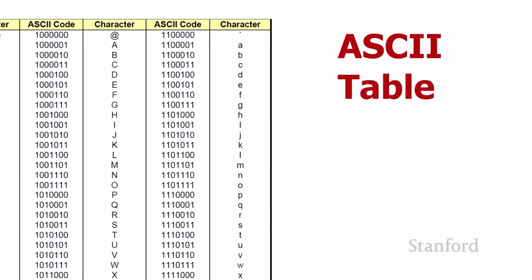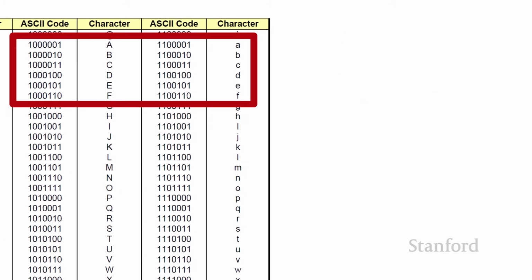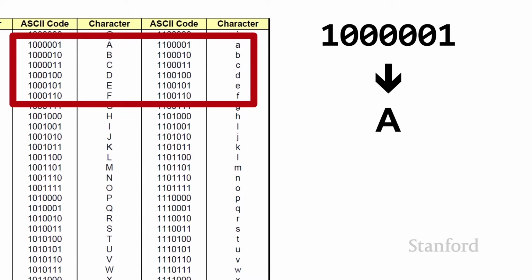So in the upper right-hand corner of the ASCII table, we can see the representations for A, B, C, D, E, and F, both upper and lowercase. Suppose the computer were to see the bit combination 10000001, or on, off, off, off, off, off, on. We can see that this would actually be representing the capital letter A. In contrast, if it were to see this particular bit sequence, 1100101, or on, off, on, it actually represents the lowercase letter E.